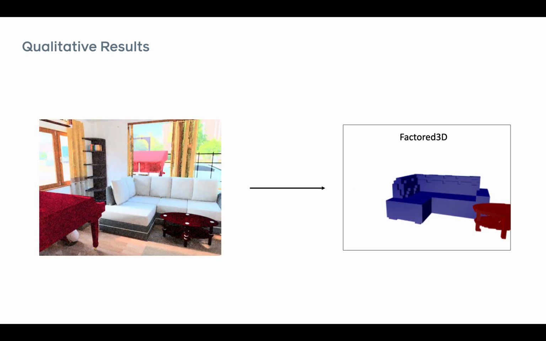And here is just another example where independent prediction doesn't really respect the relationship between this couch and the table, whereas our approach, which takes into account the relationships, does a better job at composing the entire scene together that has a coherent relationship between these two objects.